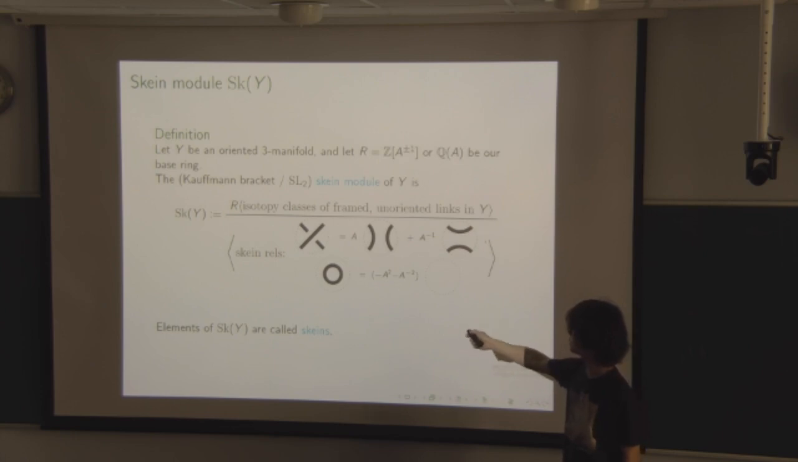There are two skein relations. Here, the first one basically allows us to resolve a crossing. It expresses a crossing in terms of a linear combination of two resolutions. And the second one allows us to evaluate the trivially framed unknot to some number.